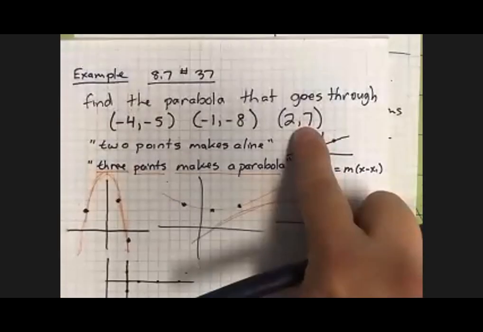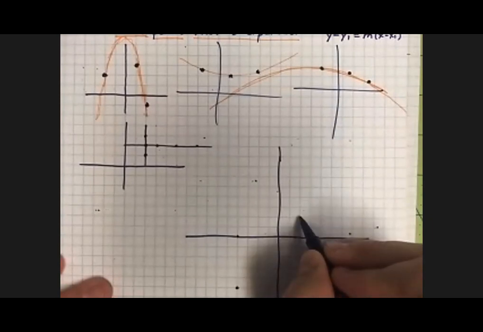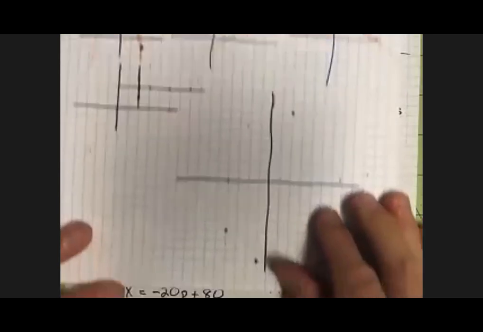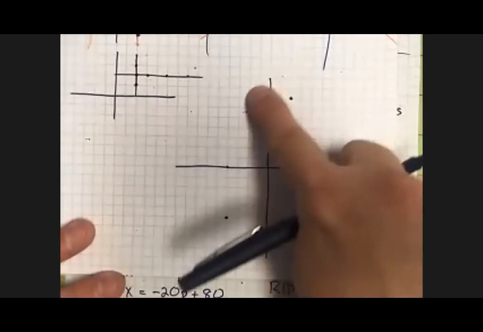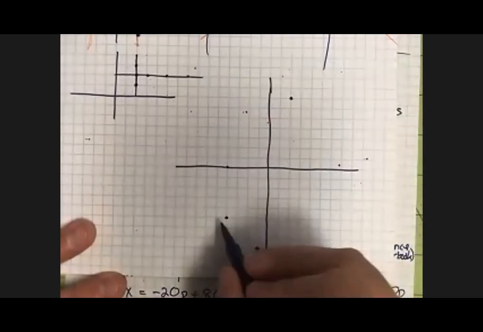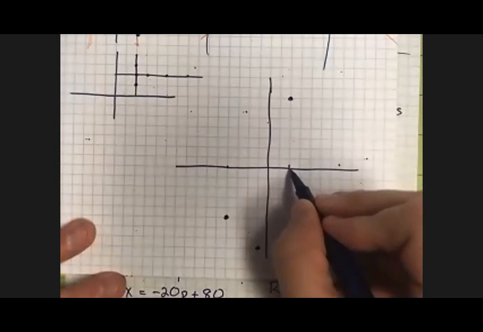Last point, (2, 7). It's point 2, 2, 4, 6, 7. So how am I going to find the parabola that goes through those 3 points? Let me darken them up. Let me add scale, and then I'll show you how to calculate.